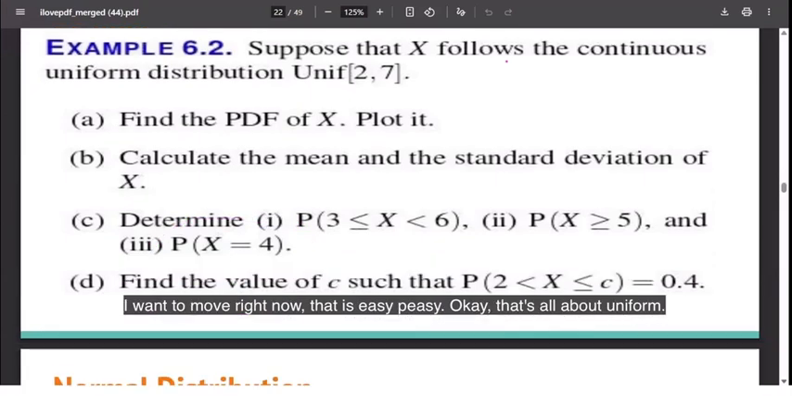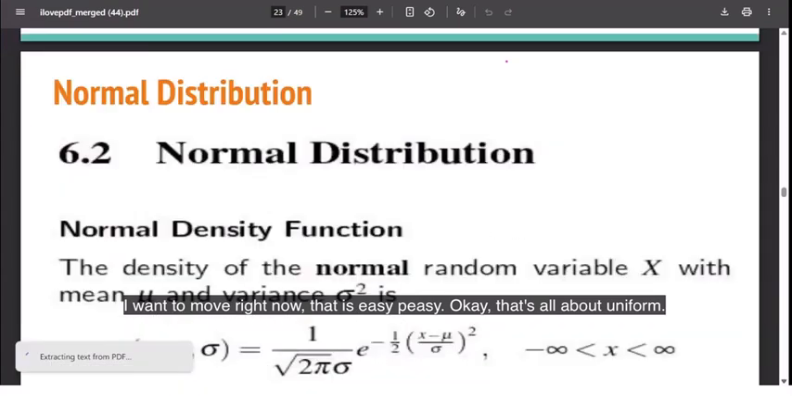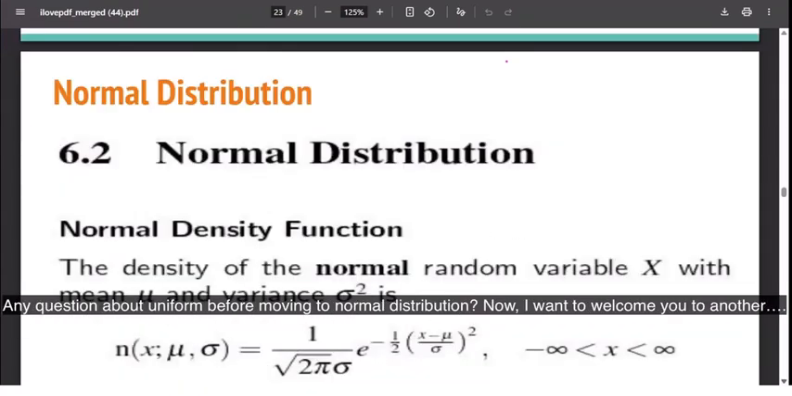That is easy peasy. Okay. That's all about uniform. Any question about uniform before moving to normal distribution?